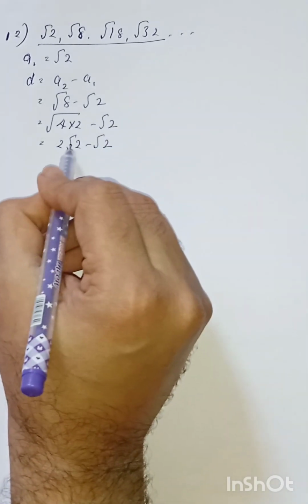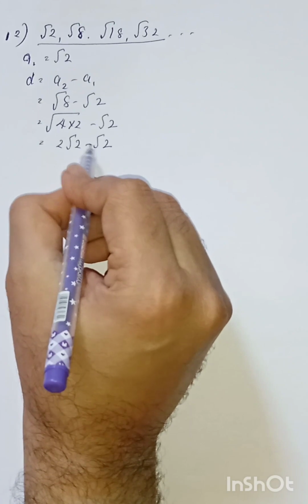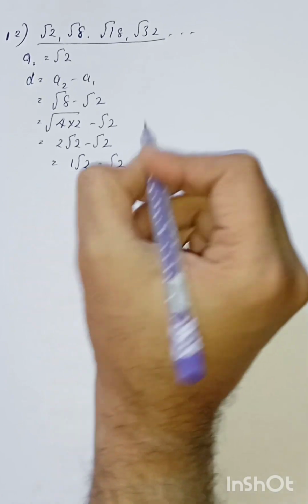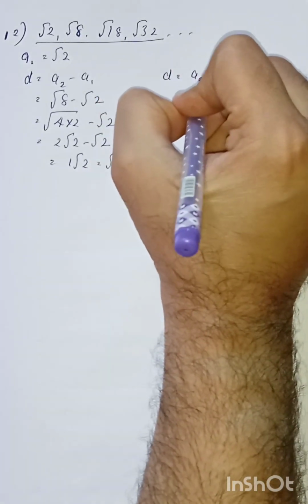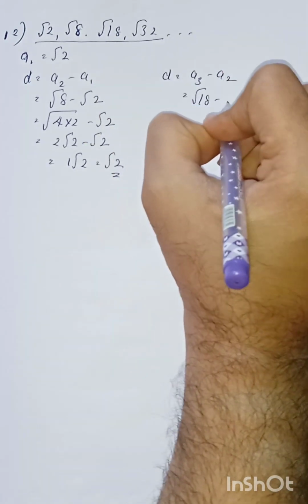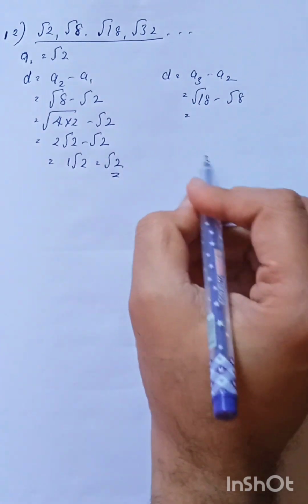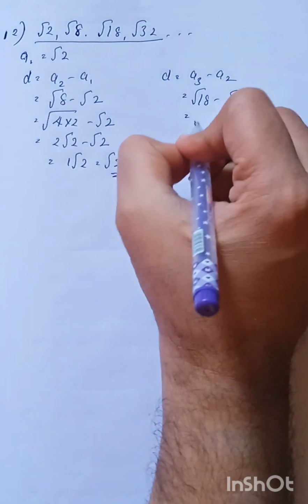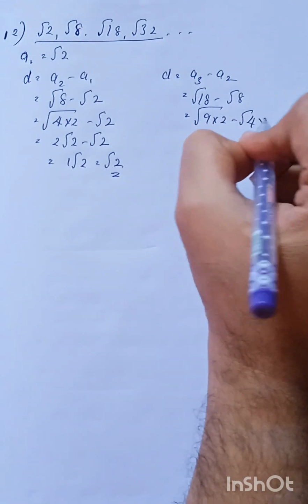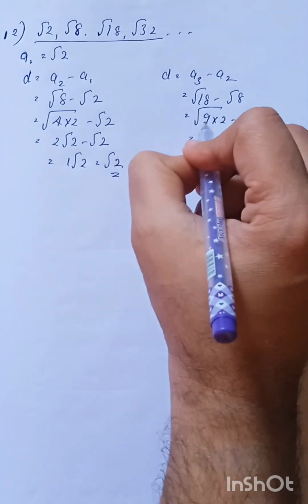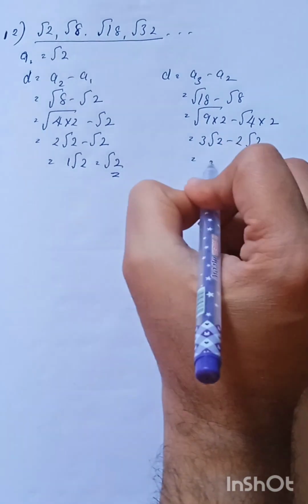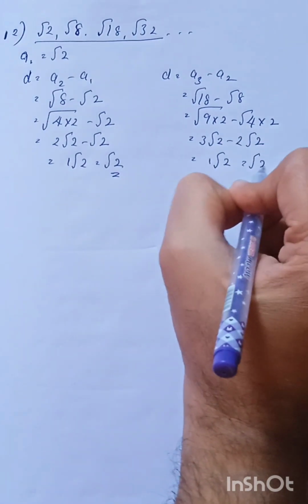The 2 root 2 is the like side. If there is no number, we can take it as 1. So 2 minus 1 is 1, and 1 root 2 is nothing but root 2. Let's do the next one, a3 minus a2. What is a3? Root 18 minus root 8. We can take 18 as 9 into 2 minus 4 into 2. So we can take 9 out as 3 root 2 minus 4 as 2 root 2. So 3 minus 2 is 1, that is 1 root 2. It is nothing but root 2.